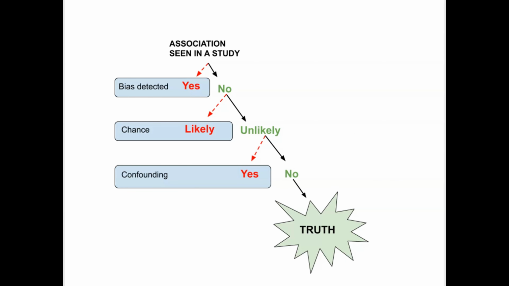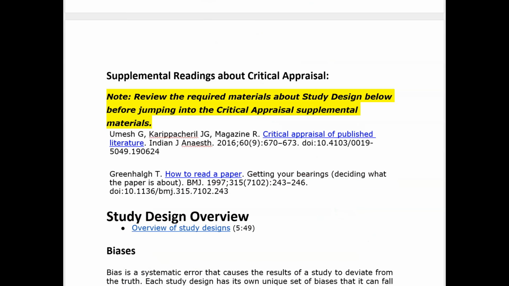A key concept of this whole course will be this flowchart. This is critical appraisal right here, of trying to determine if there's bias, chance, or confounding impacting our study results. If not, then we can believe them as representing the truth. And a critical element to understand from this course: I always tell my learners in my EBM course, if they walk away with nothing else, if they don't remember a single thing else that I taught them, please remember this slide. And it'll be stressed throughout the rest of the course also.